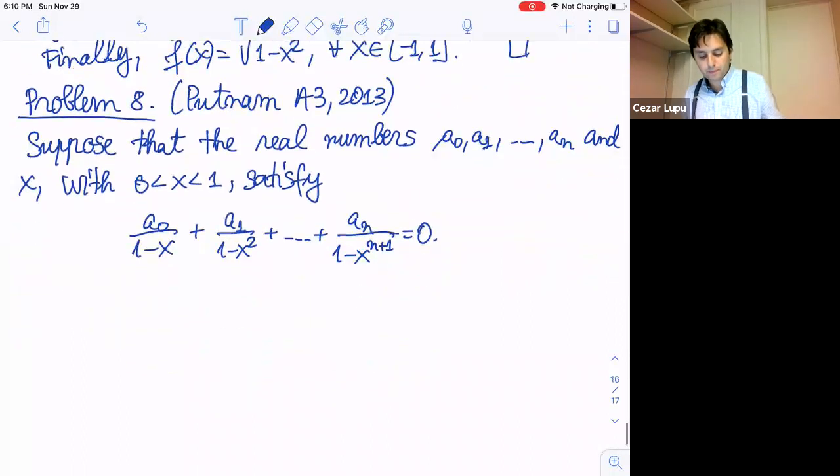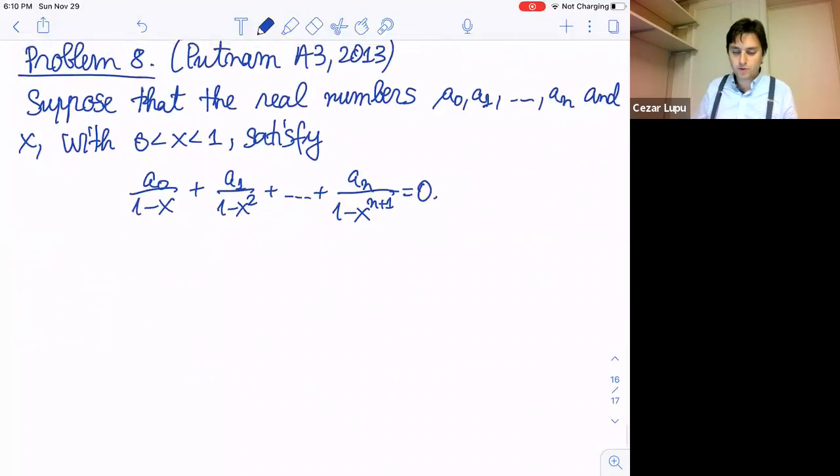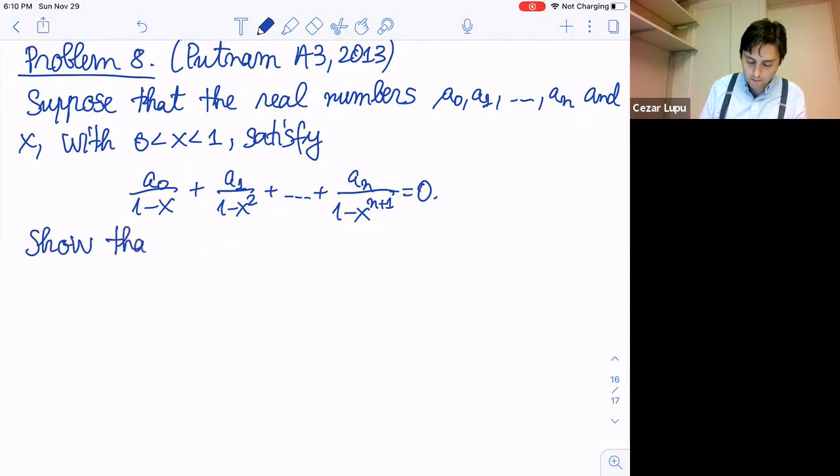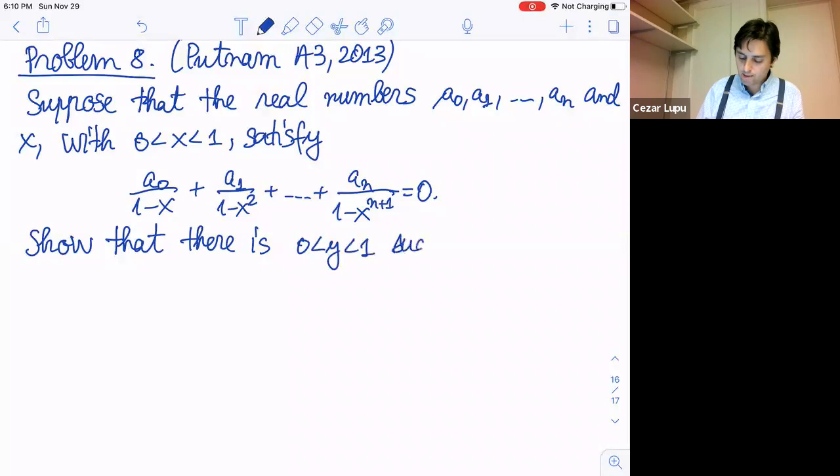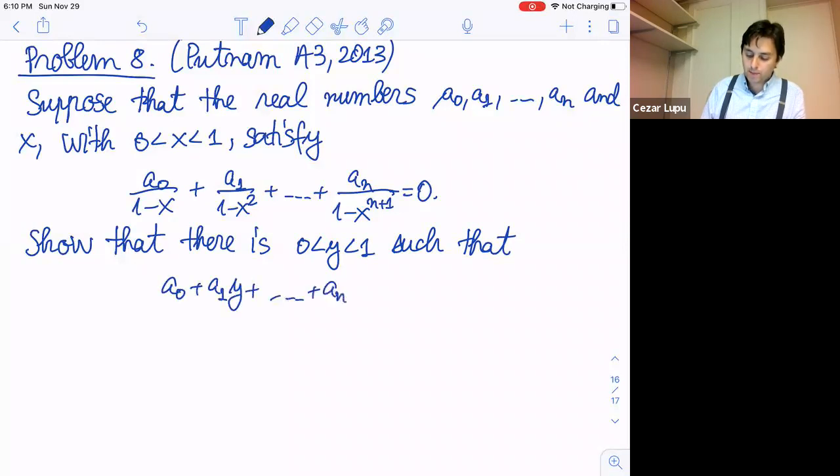Well, the problem asks us to show that there is a y between 0 and 1 such that this polynomial, a0 plus a1 y plus and so on plus an y to the power n, is 0. So this is the problem.